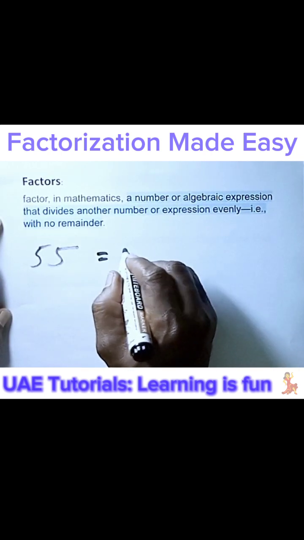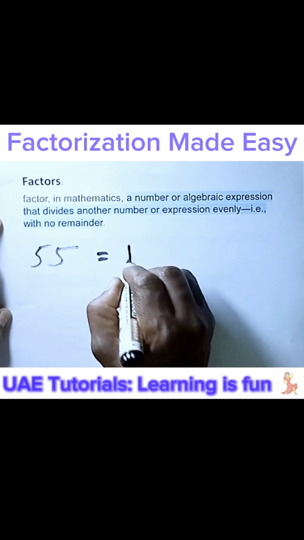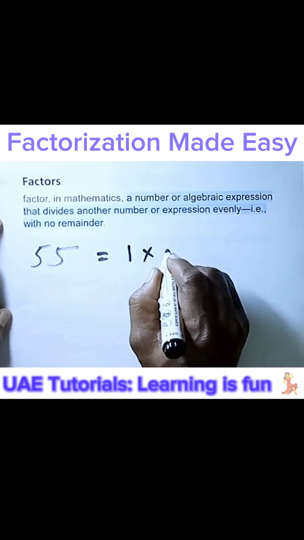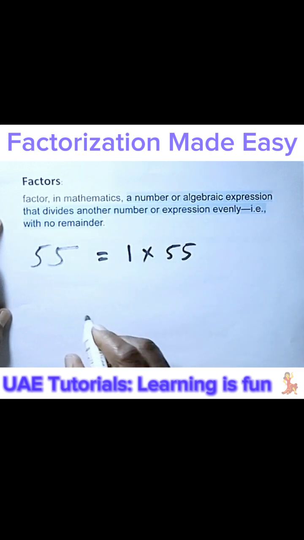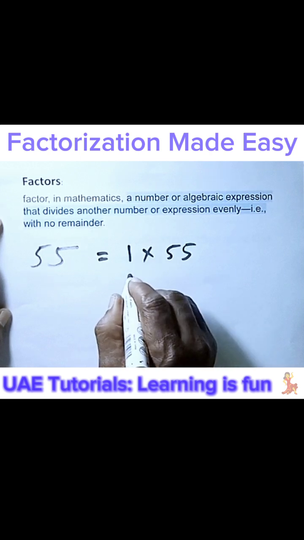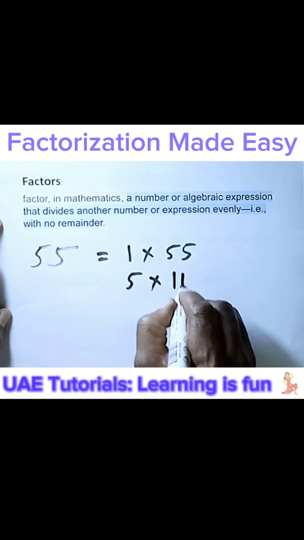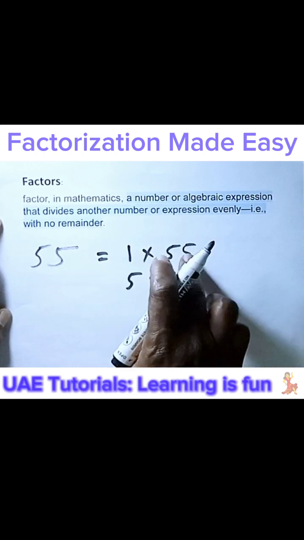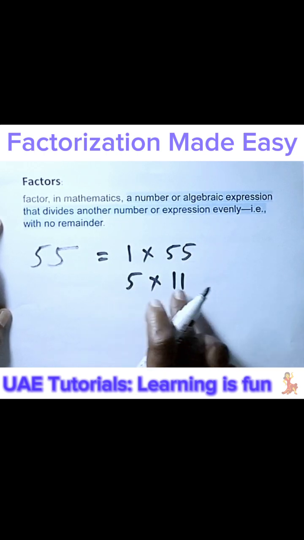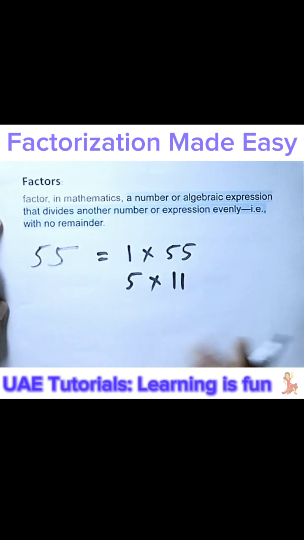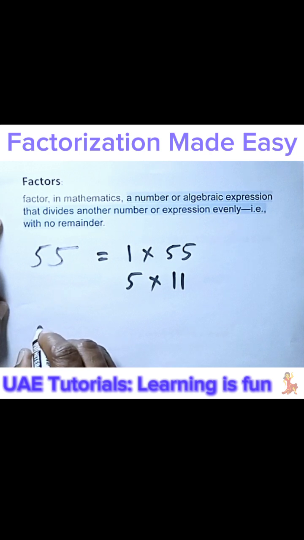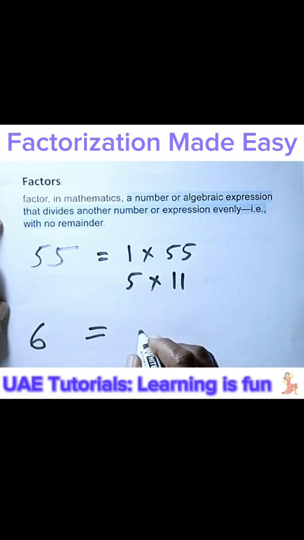For example, the factors of 55, you're going to have 1 times 55, 5 times 11. If you multiply these two, you will get 55. You multiply 5 times 11, you will get 55. What about something like 6? Factors of 6, 2 times 3.